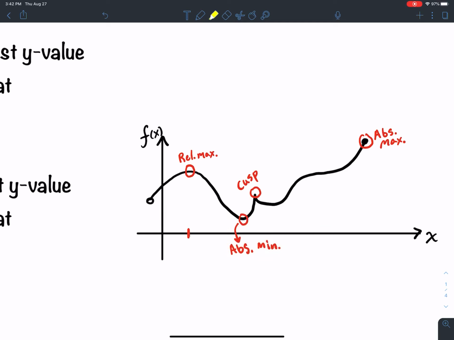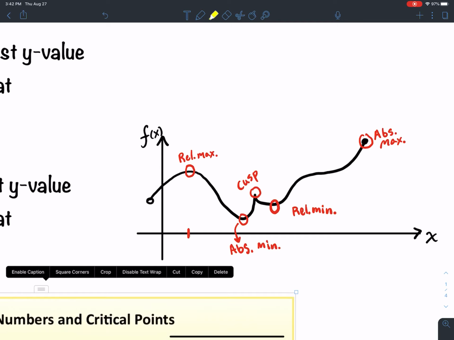Another minimum looks like maybe around here. Yeah, and so this is a relative minimum here: the smallest y value around a close interval of x's close to that.